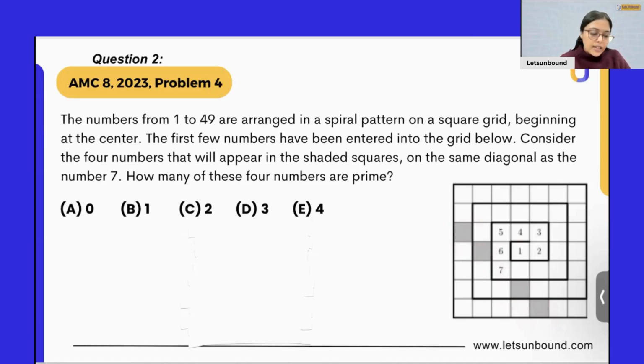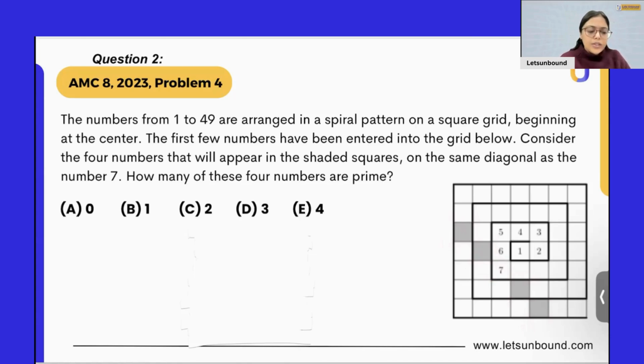So our task is to find all of these 4 and then tell how many are prime out of these 4 numbers, right? Not including the 7, okay? Just from these 4. So let's just find these 4 numbers and then we can pick up the prime numbers.